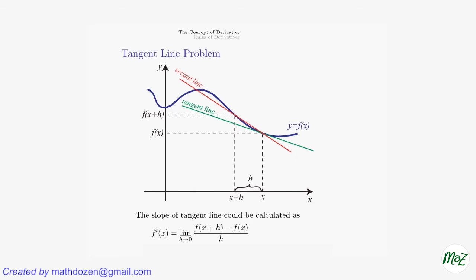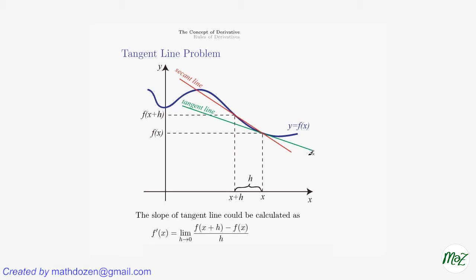Let us discuss the concept of the derivative. As you remember, we discussed the problem of finding the slope of the tangent line to the graph of the function. And the approach we took, we started out by trying to find the slope of the tangent line at point x, of this green tangent line.